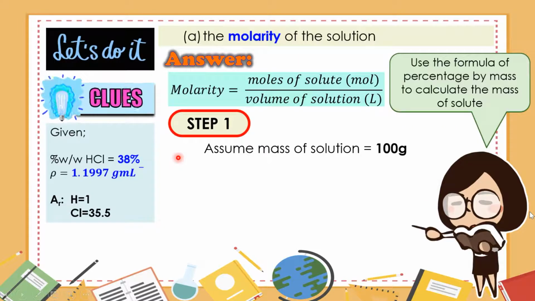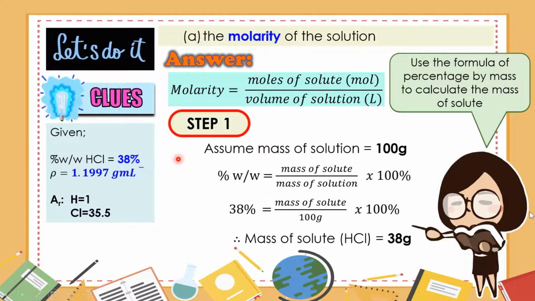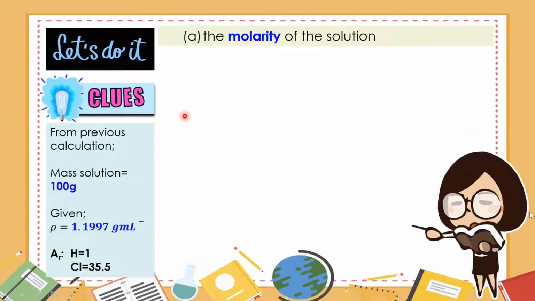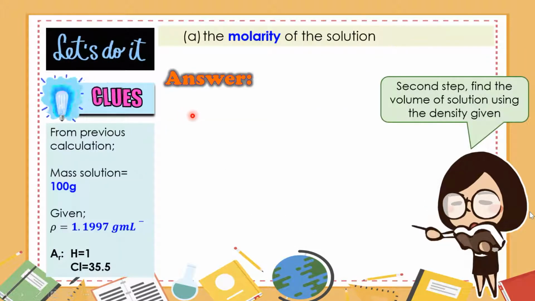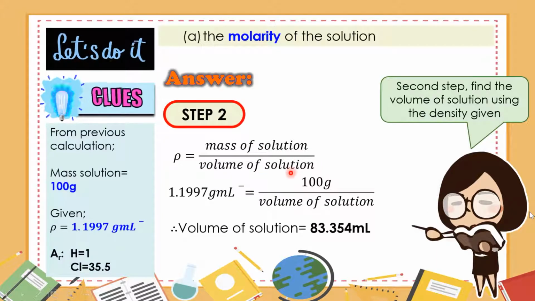Use the formula of percentage by mass to calculate the mass of solute. Therefore, the mass of solute is equal to 38 gram. For the second step, you can find the volume of the solution using the density of solution given in the question. The formula of density is equal to mass of solution over volume of solution. Therefore, the volume of solution is 83.354 ml.